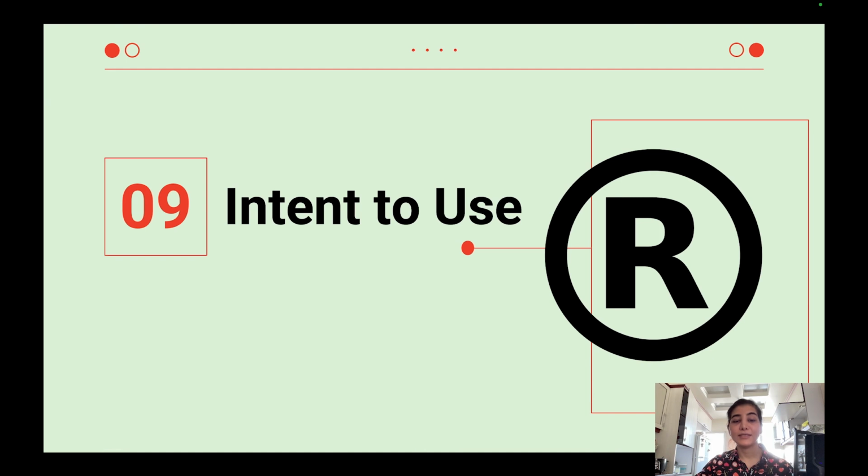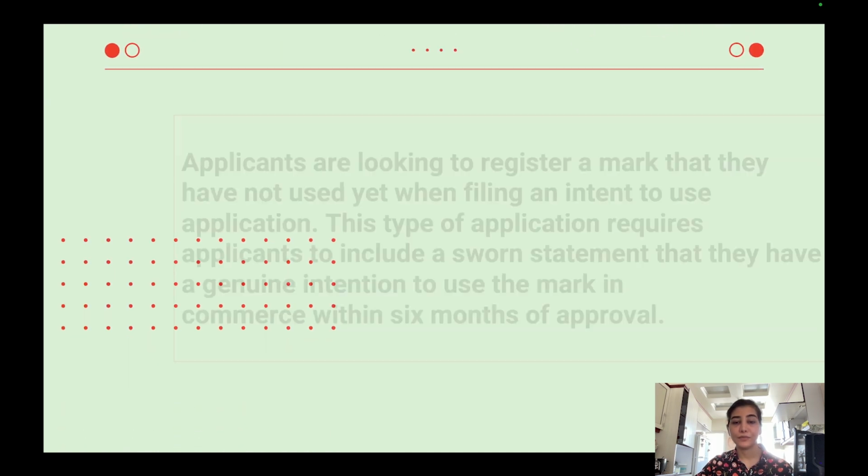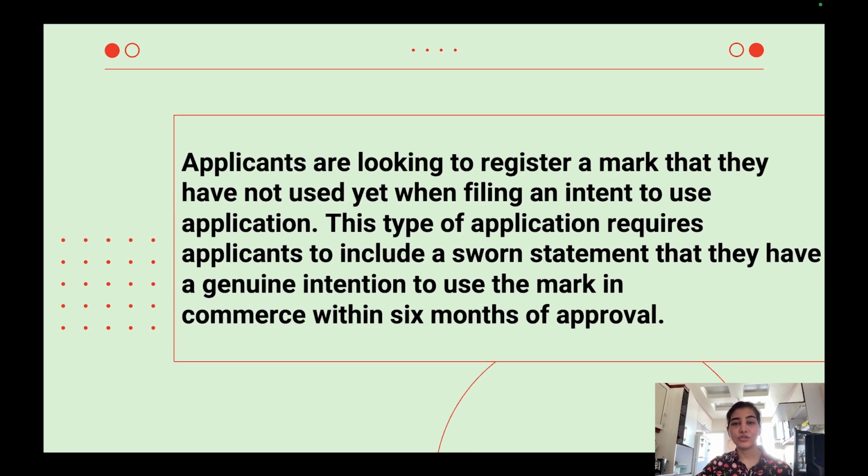Number nine, intent to use. Intent to use is a requirement in some countries that makes the owners of the trademark, or the applicants, show or commit to using their registered trademark for some kind of business or commercial activity.